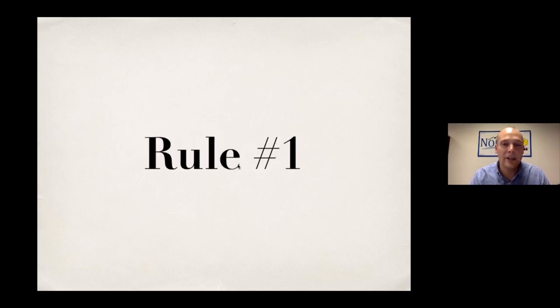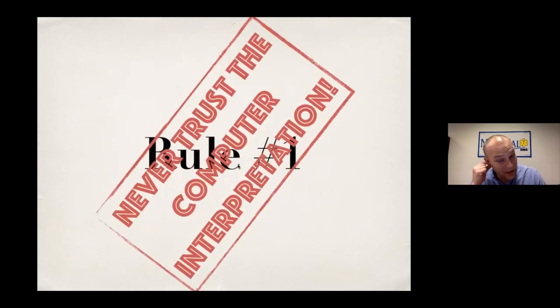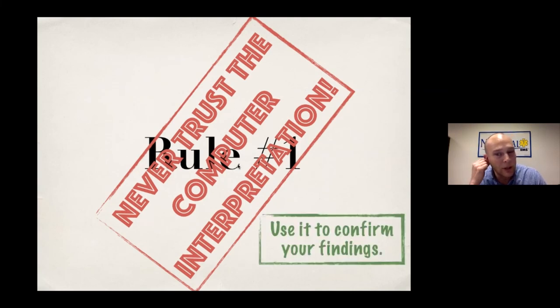Rule number one I always say is do not ever trust the computer interpretation. It can be wrong. And also the computer interpretation should only be used to confirm your findings. So if you go through the EKG and you see this, this, and this, and you're like, oh, maybe, and you look at what the interpretation says on the EKG, and it supports what you say, then that's one thing. But a lot of times it will be way off, or it'll be really inconclusive. It won't give you an accurate picture of what the actual findings are.